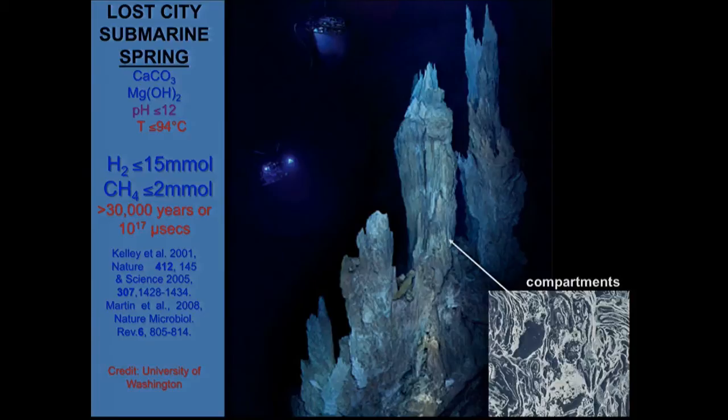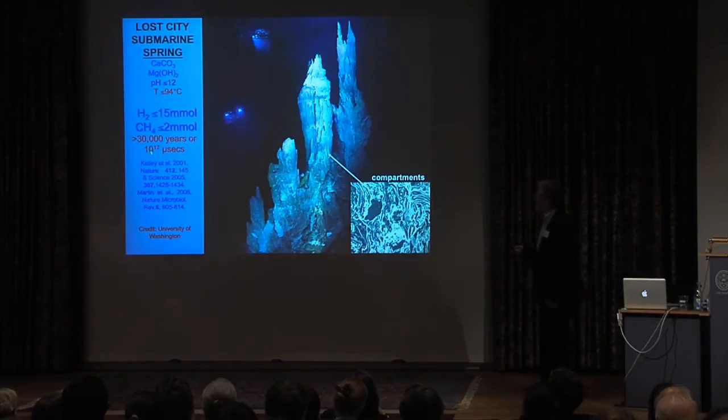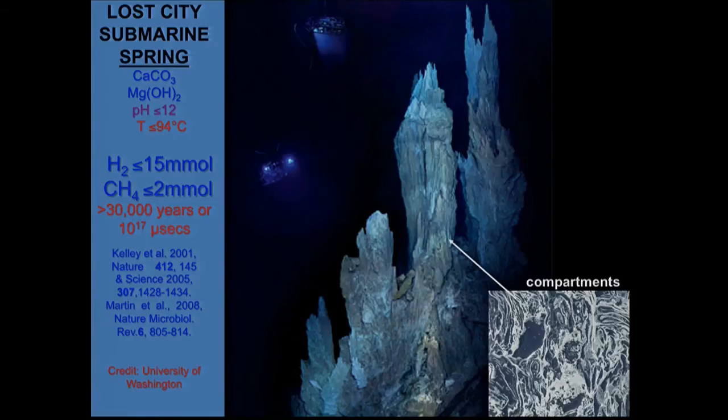So what have we got here? We've got a structure made of calcium and magnesium hydroxide. It's up to 94 degrees centigrade, not too hot. 15 millimoles of hydrogen, so that's plenty of fuel, and up to 2 millimoles of methane.